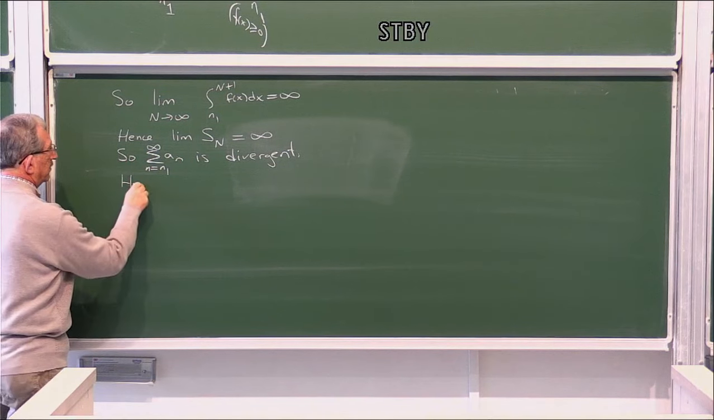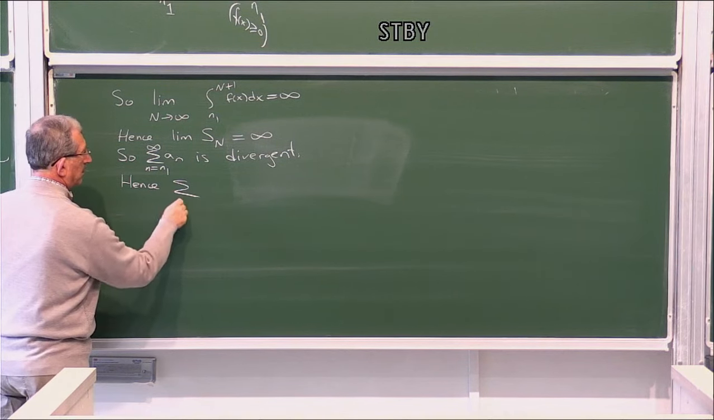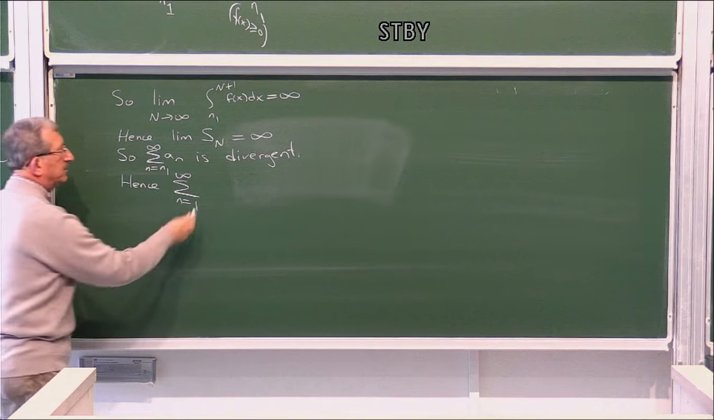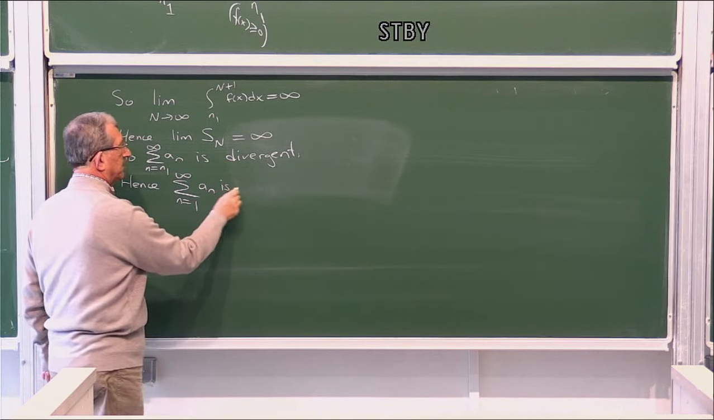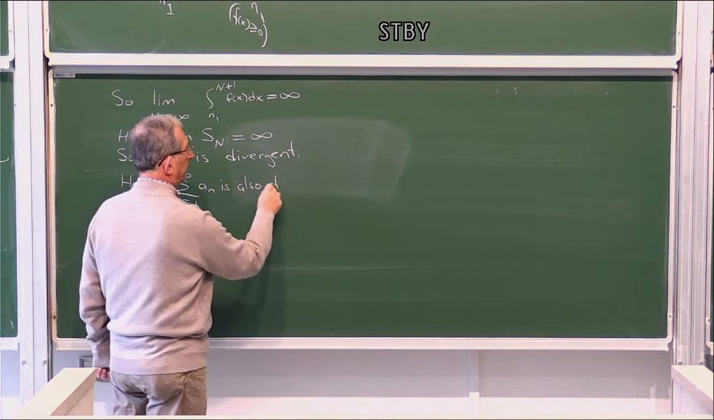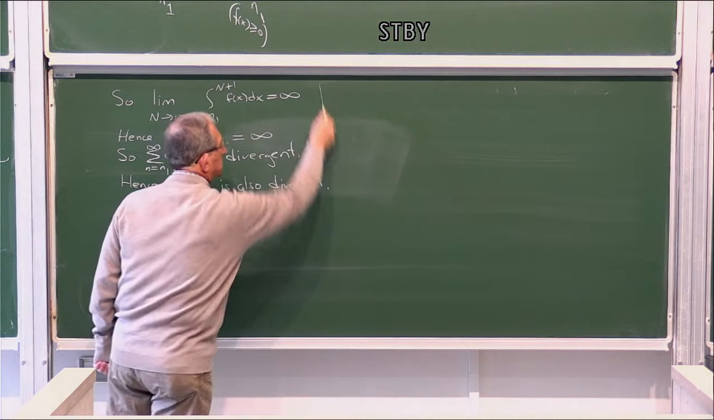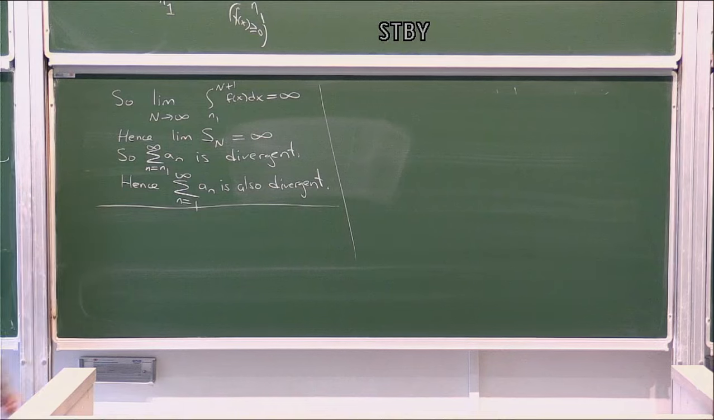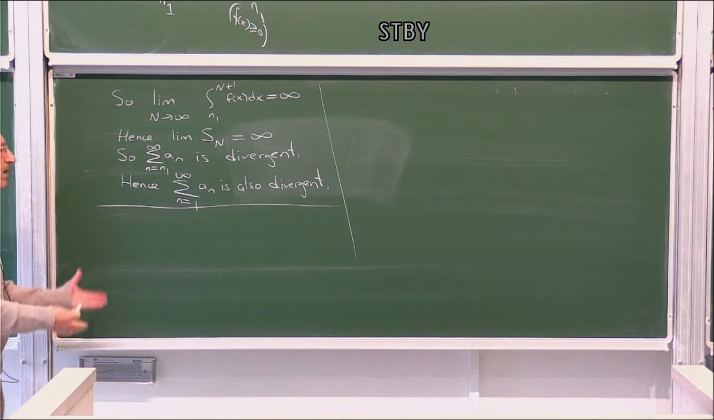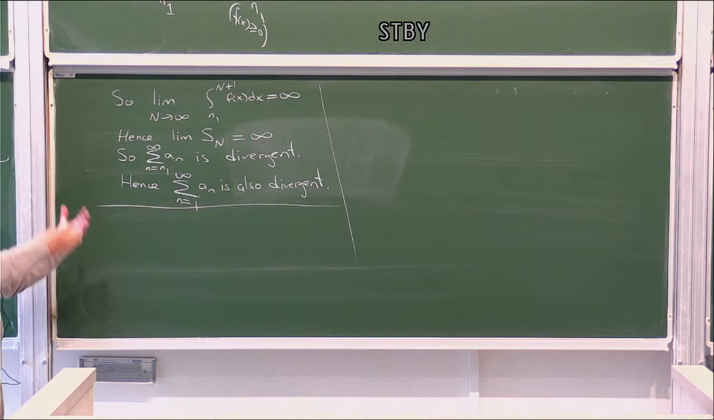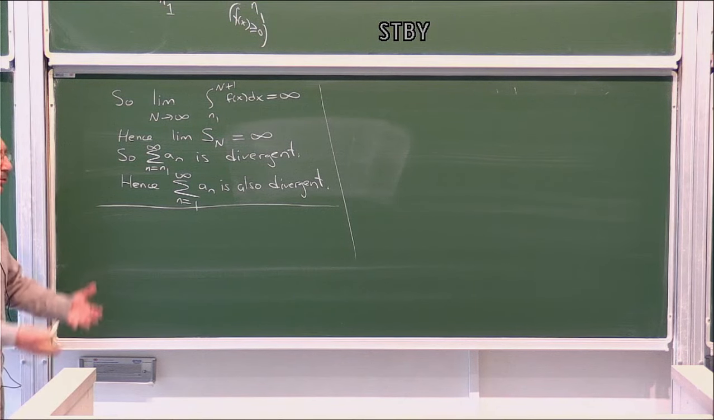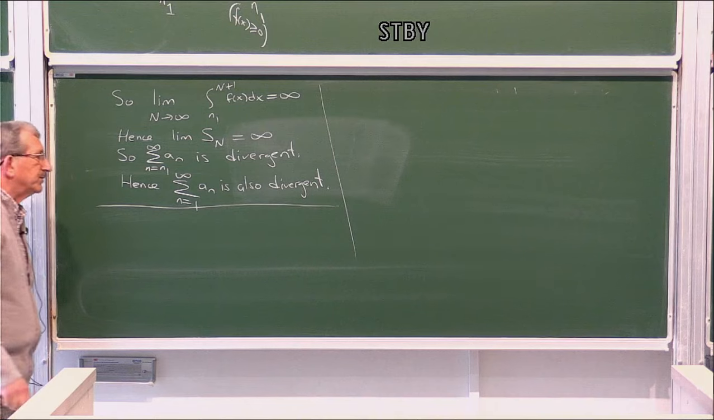Hence, adding a constant, this is also divergent. Well, this finishes the proof of the theorem, because if the integral is convergent, so is the series. If the integral is divergent, so is the series.